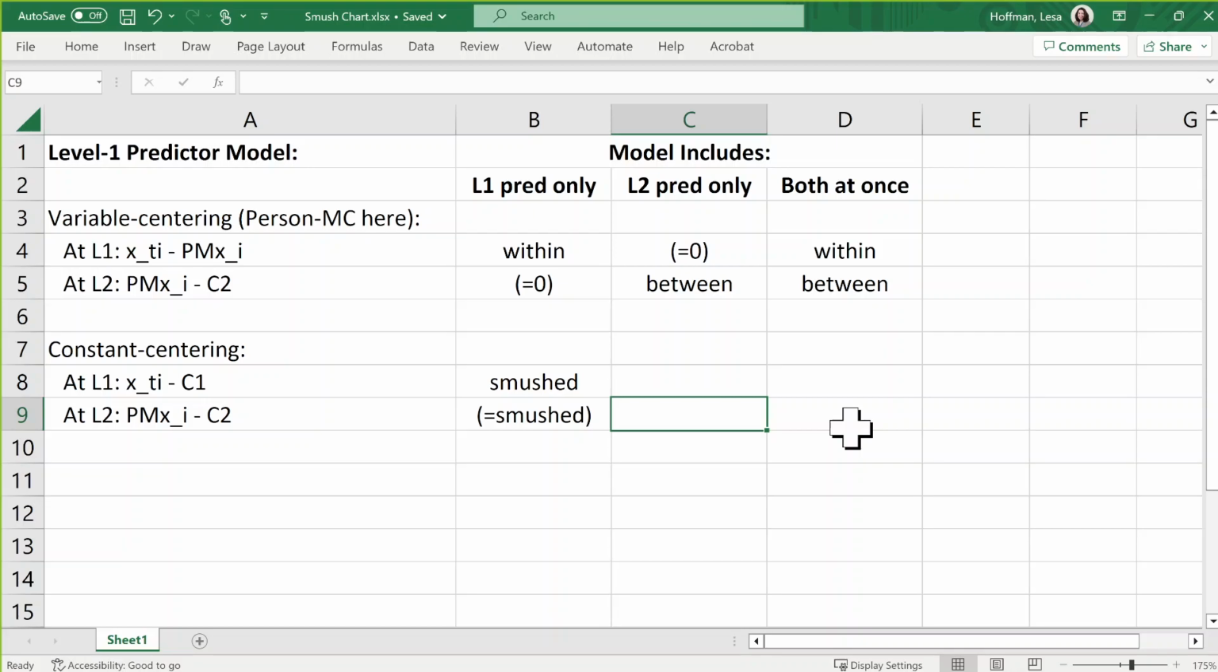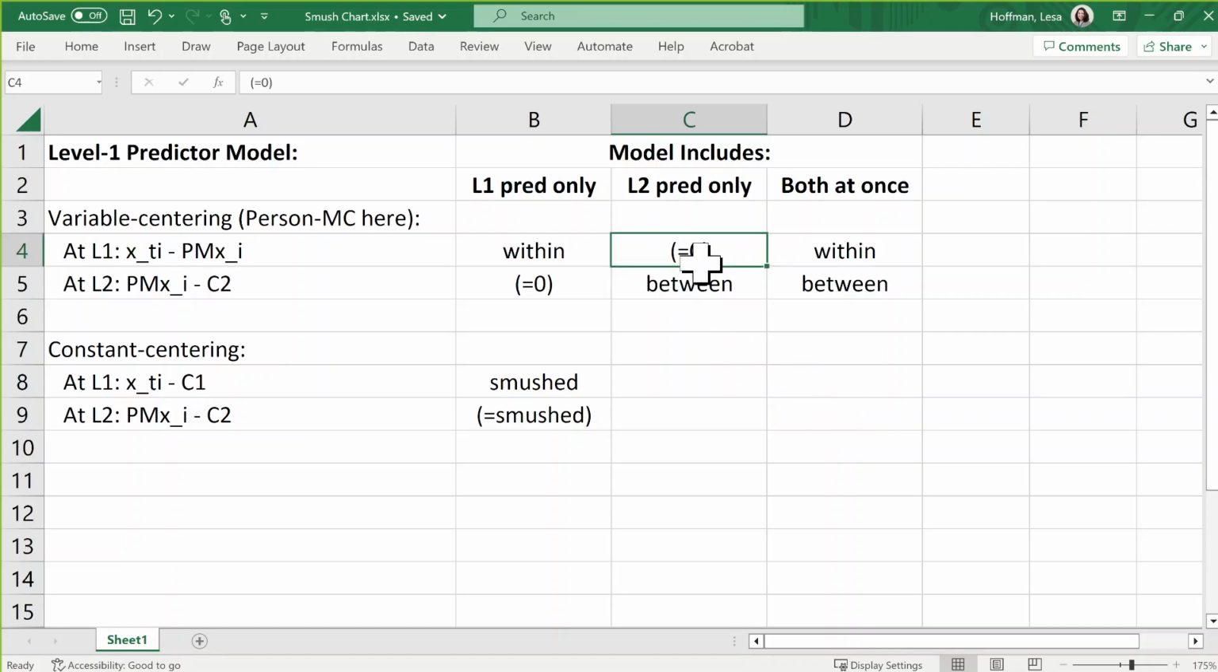What's your vote? I was gonna say contextual, but then I thought about smushed. I get confused about contextual a little bit. Yes, join the club. That's why we're going over this. It is really confusing. Yes, okay, we got a couple more votes for contextual or smushed. We got 1 vote for between.